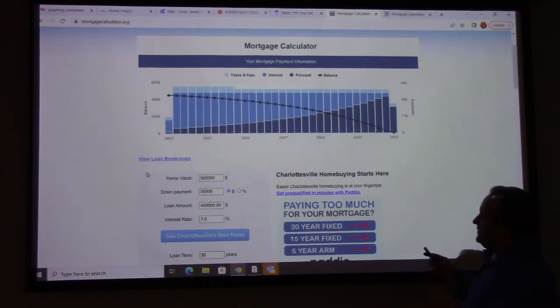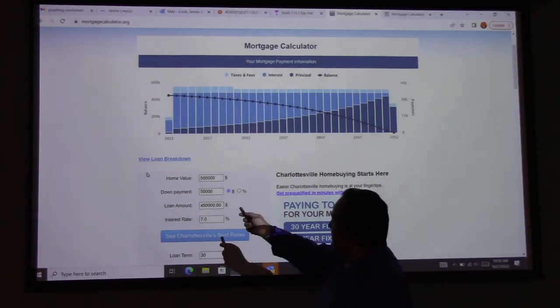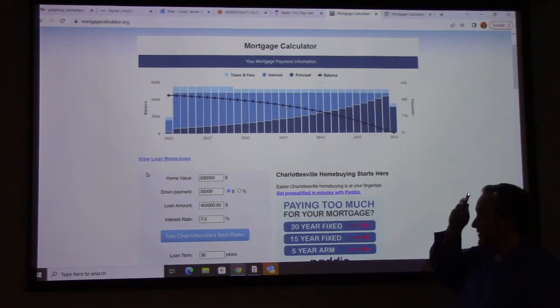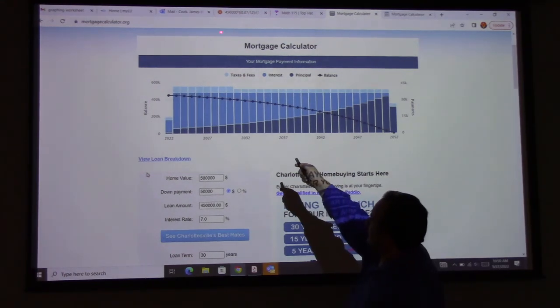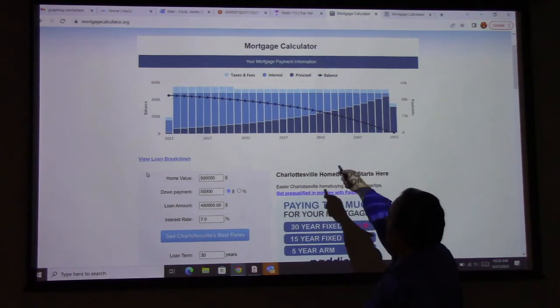So what we have here is a picture of a loan, a 30-year loan, right? It goes from 2022 to start, over here to 2052 to end, okay? And what you're looking at is, so ignore the taxes and fees. That's kind of immaterial. As you can see, you're kind of stuck with that. It continues on.